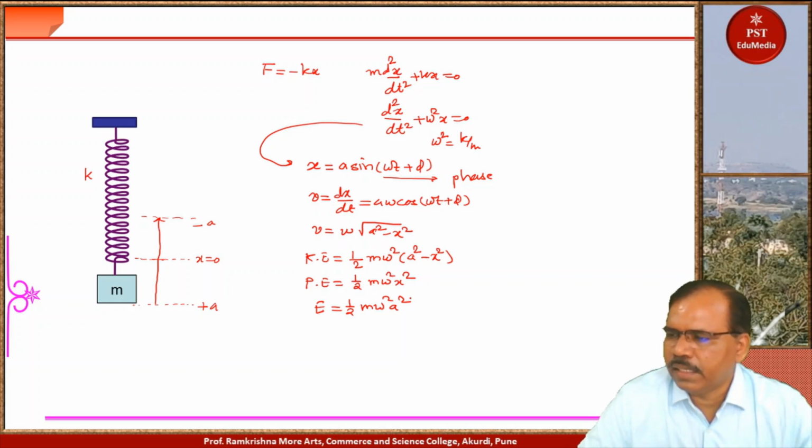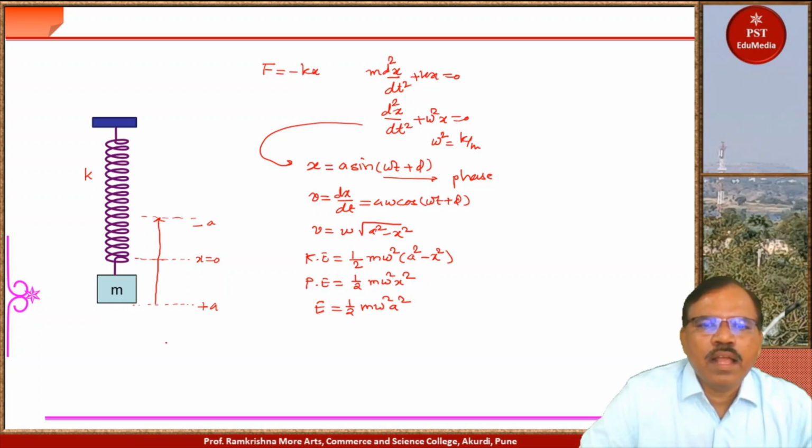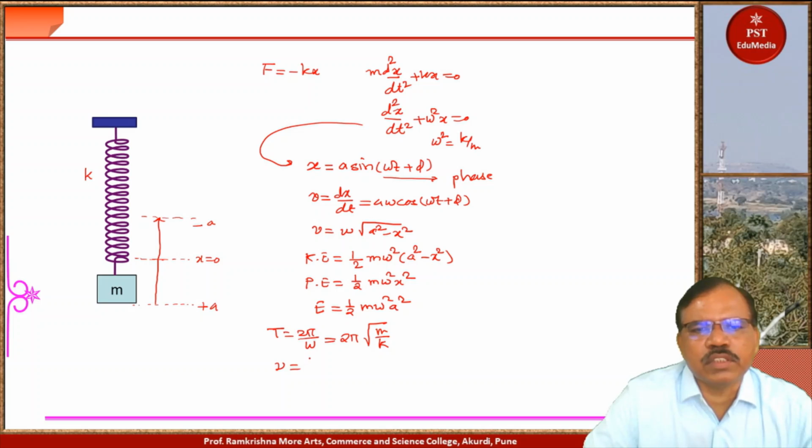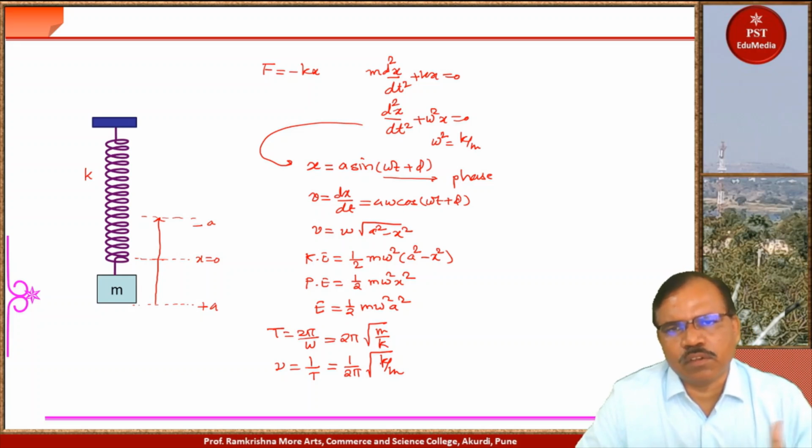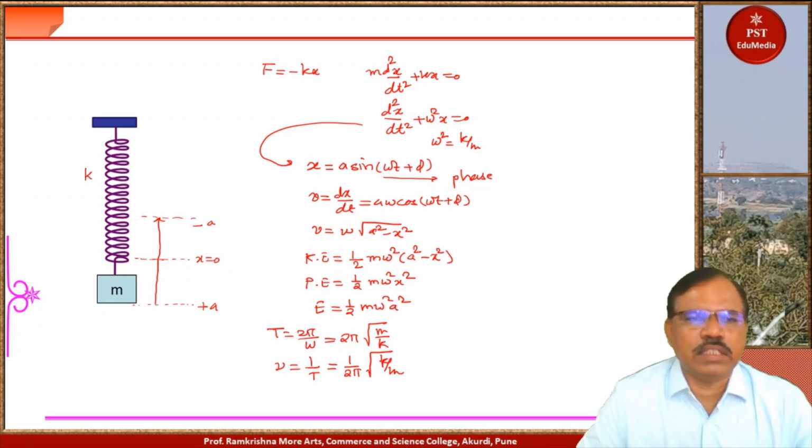Total energy is constant. And here the period of oscillation T is equal to 2 pi upon omega, that comes out to be 2 pi under root m by k. And the frequency of oscillations nu is equal to 1 upon T, it comes out to be 1 upon 2 pi under root k by m. And we have seen a lot of examples on this, a lot of multiple choice questions on this.